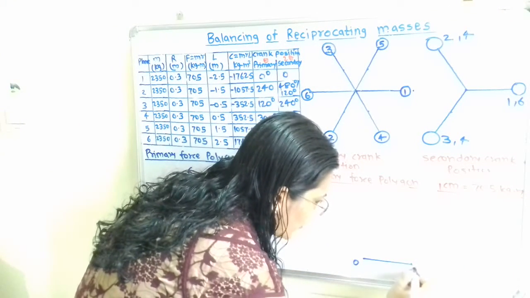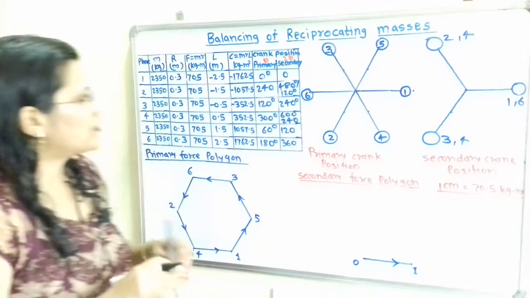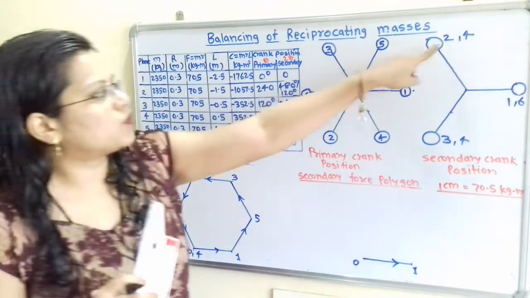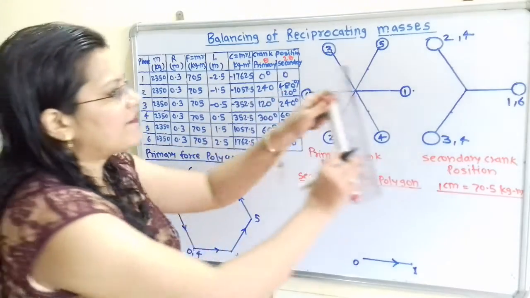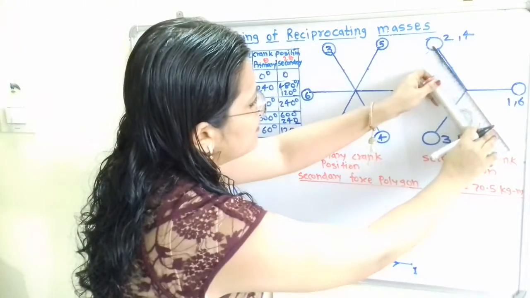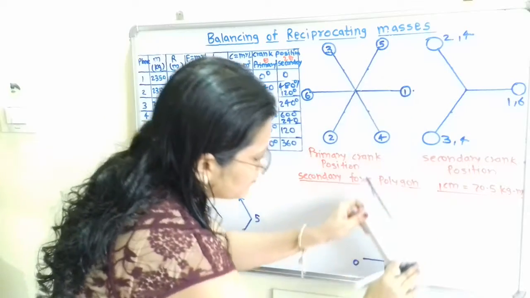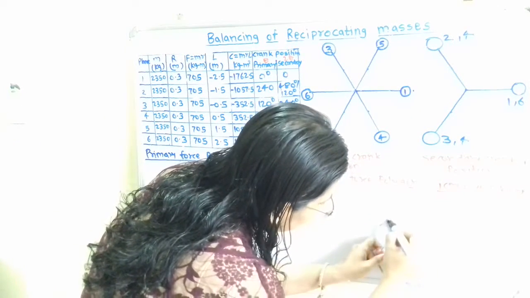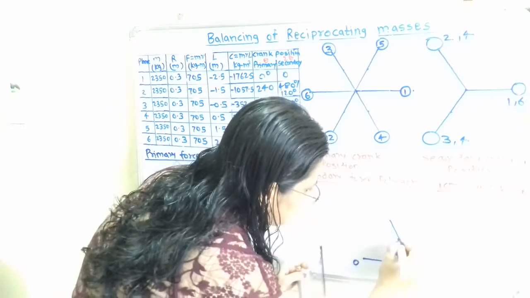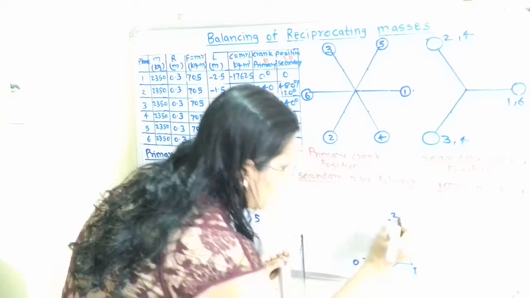So here will be the point 1. We will show the arrow also. Now next one is 2. So for this 2, angle is 120 degree. So I will transfer the same angle. Draw one line of 10 centimeter, show arrow, and here will be point 2.